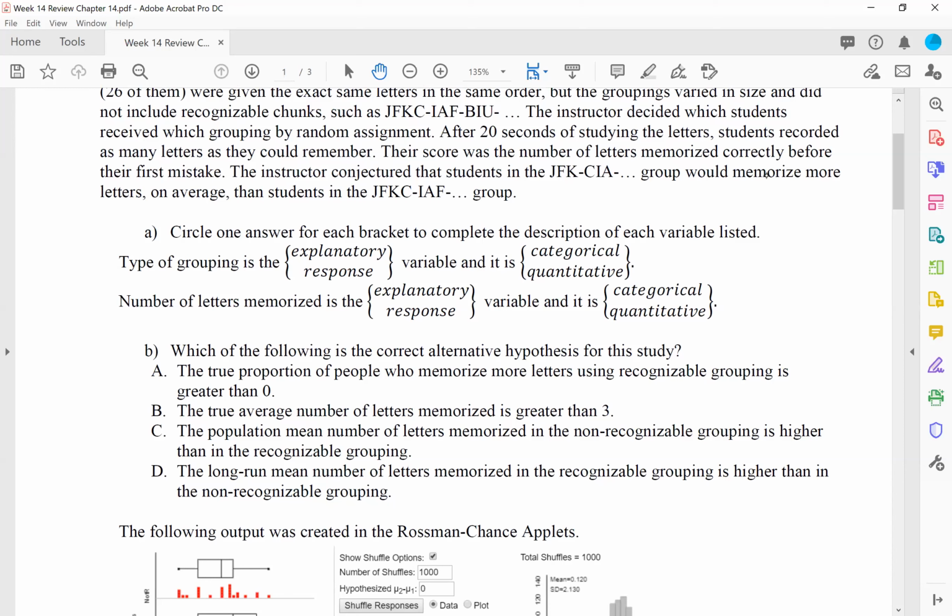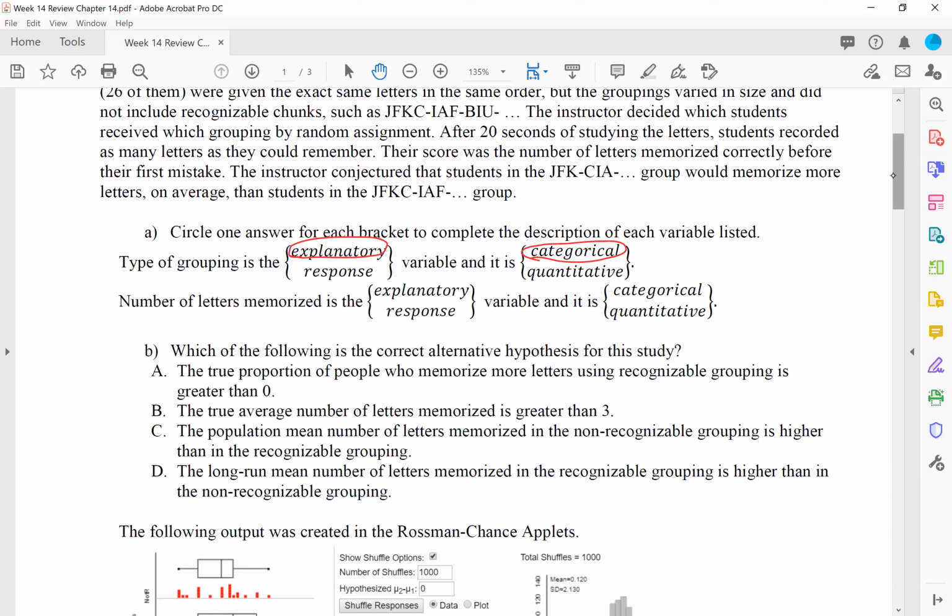Explanatory. Sorry, what'd you say? Explanatory, right? Yep, it's our explanatory. Those are going to be the two groups that we're comparing. Is that a categorical or a quantitative variable? Categorical. Yep, categorical.